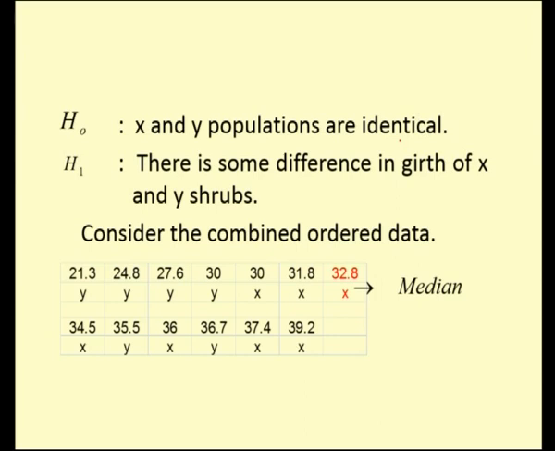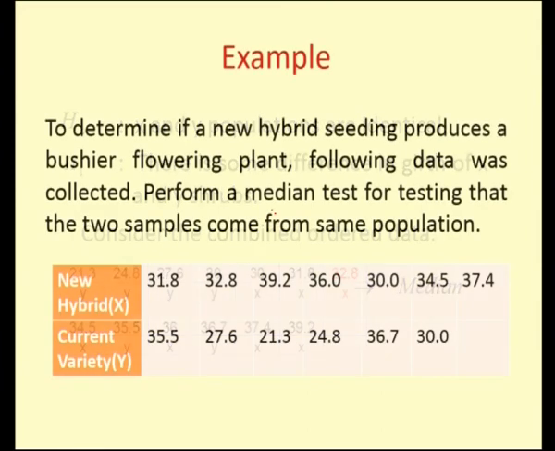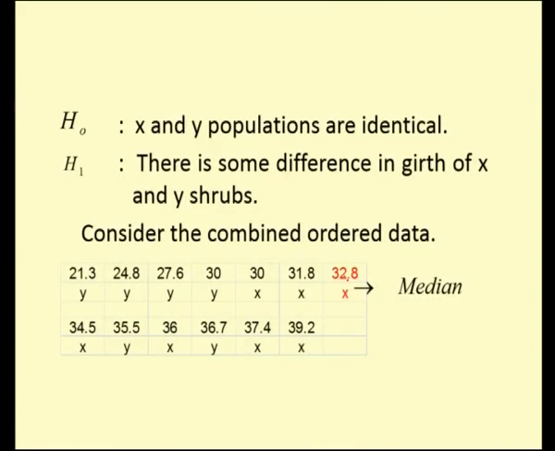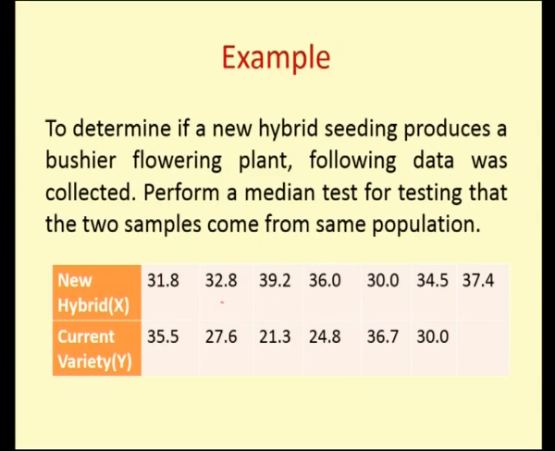So, H1 is going to be that there is some difference in the girth of X and Y shrubs. Now, we are going to combine the data, arrange it out and write it out. When you arrange the combined data, it seems to be 21.3, 24.8, 25, 27.6. You have found your median as 32.8.